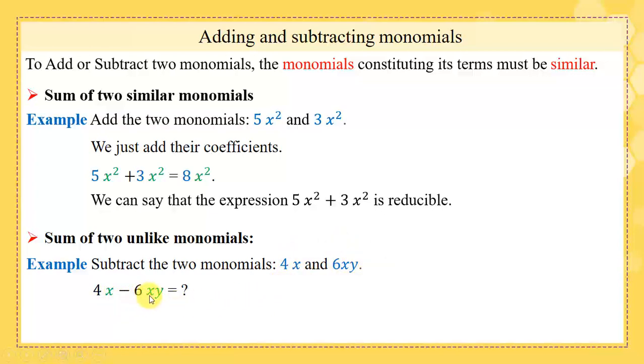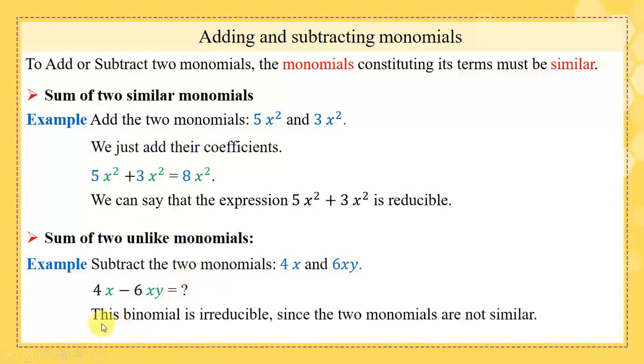4x minus 6xy gives no new result. This is the final result. So we say that this binomial is irreducible since the two monomials are not similar. As a conclusion, the addition or subtraction of two unlike monomials gives a binomial.